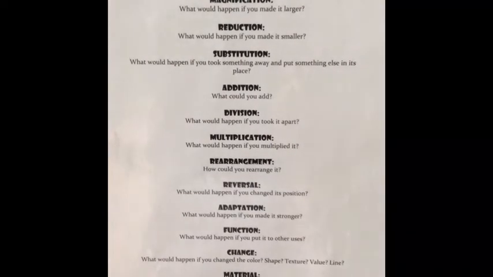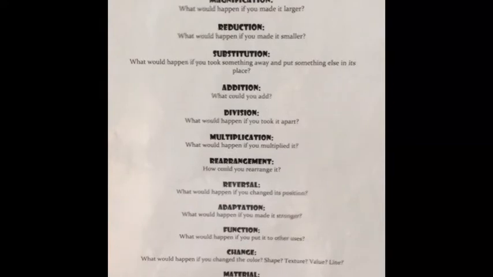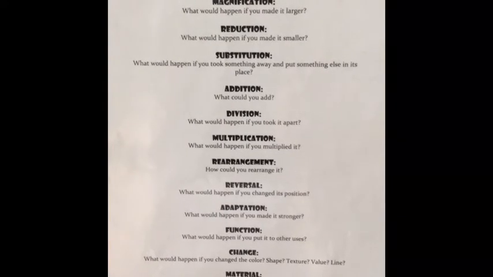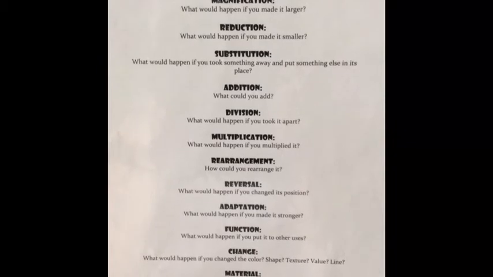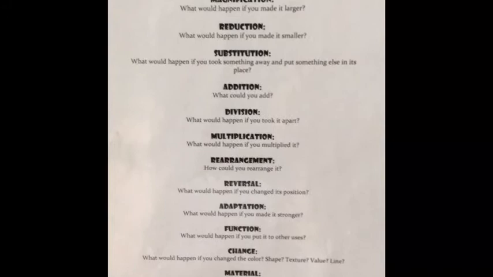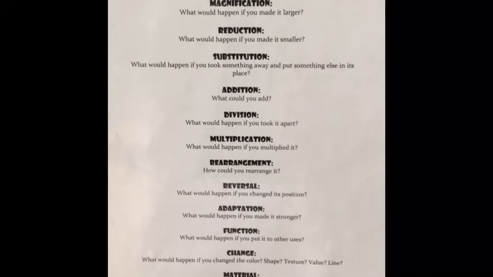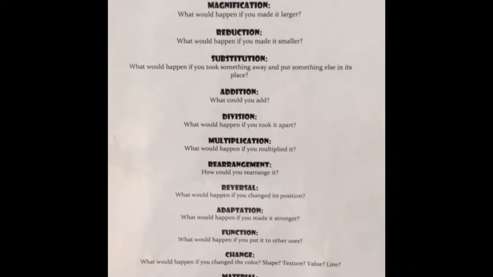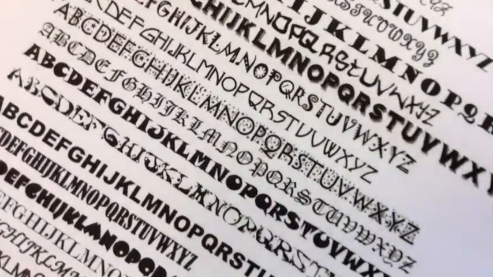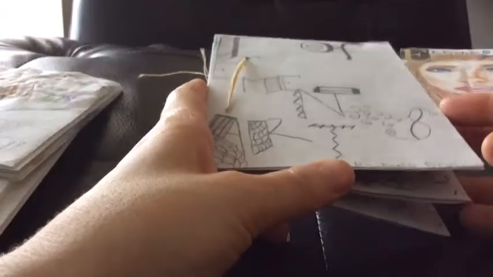The headings are magnification, reduction, substitution, addition, division, multiplication, rearrangement, reversal, adaptation, function, change, and material. You have obviously heard these words in other classes like science, math, geometry, and algebra. You currently have this handout. It's your typography sheet. Use this to have dynamic lettering.